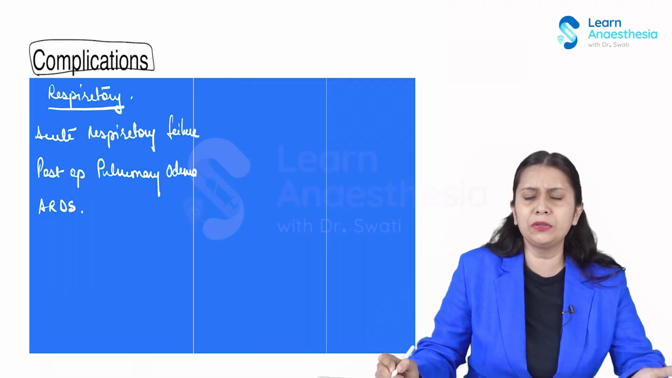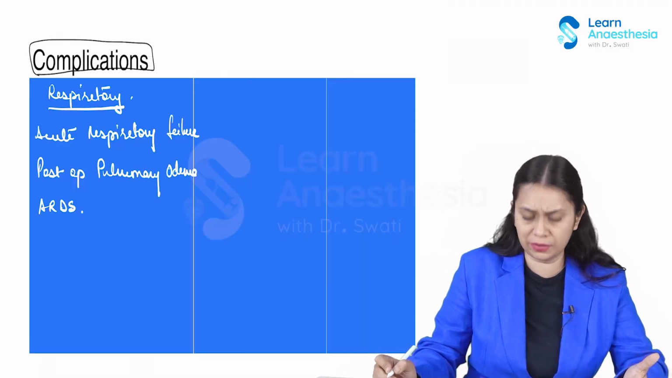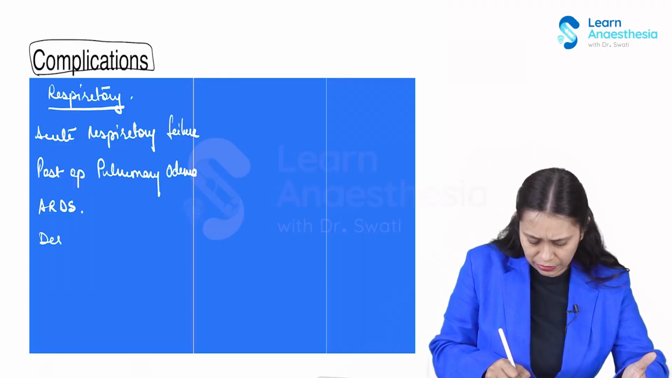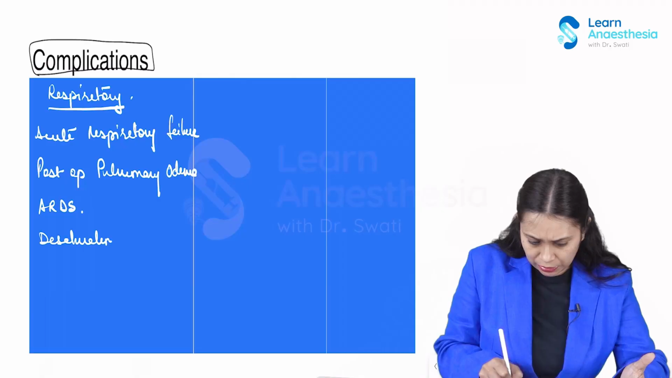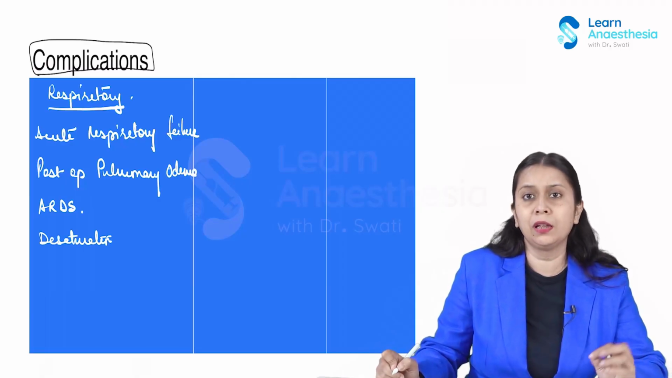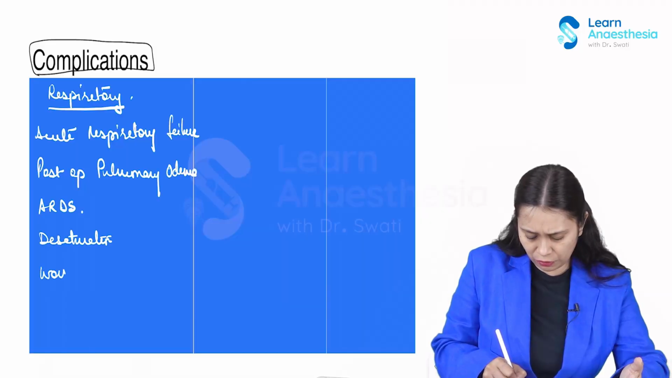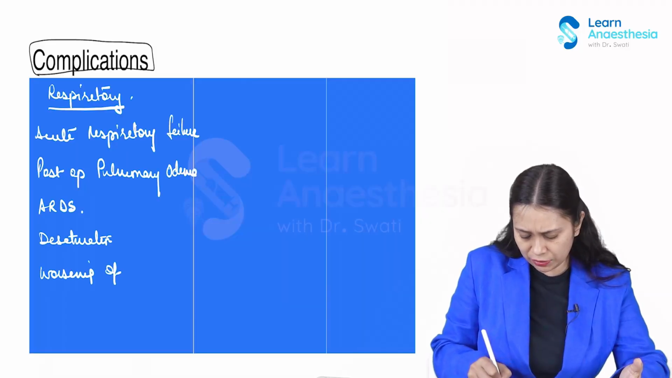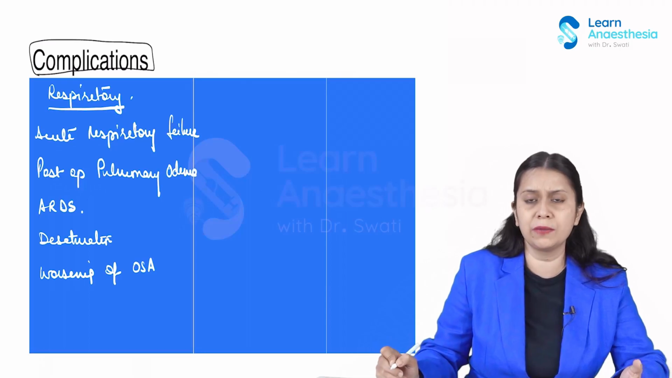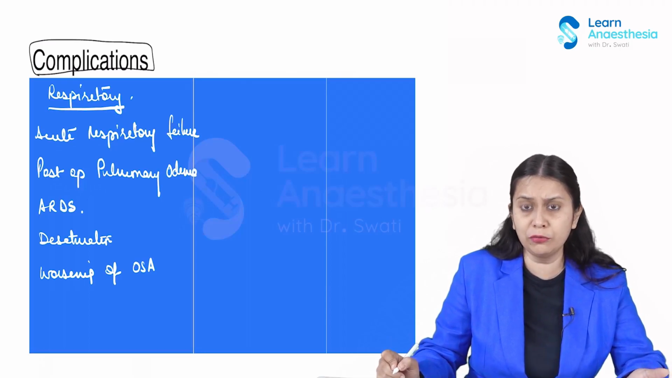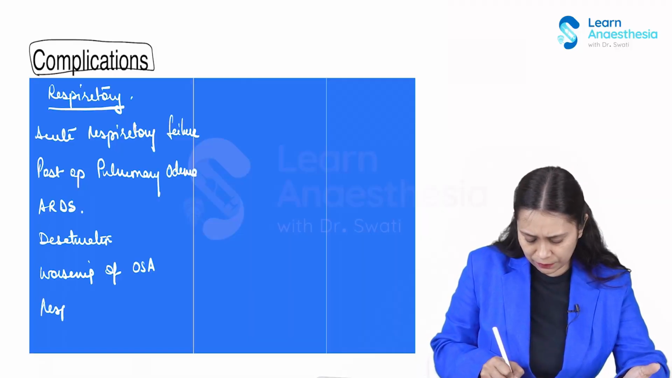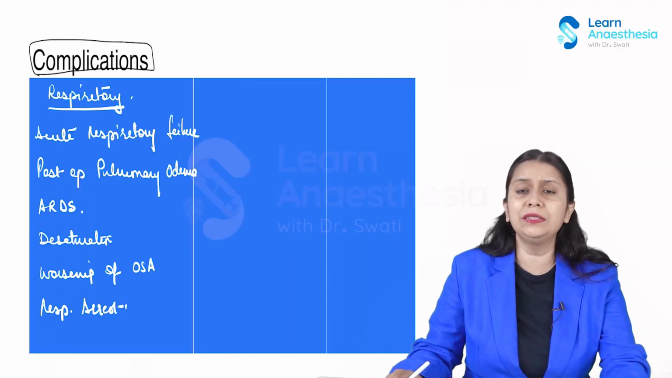Then multiple episodes of desaturations and hypoxia. So, episodes of desaturation, right? Then worsening of OSA, worsening of their present condition, if patient is not optimized prior to surgery, and the worst, respiratory arrest has also been reported. So, respiratory arrest, right? Okay. So, what about the cardiovascular complication?